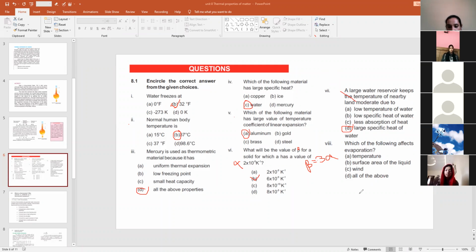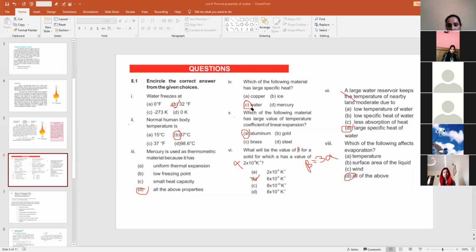Then which of the following affects the evaporation? Option A is temperature, B is surface area of the liquid, C is the wind, and D is all of the above. We have discussed during the lecture that evaporation depends upon the temperature, surface area of a liquid, and wind. So the right option is option D, that is all of the above.